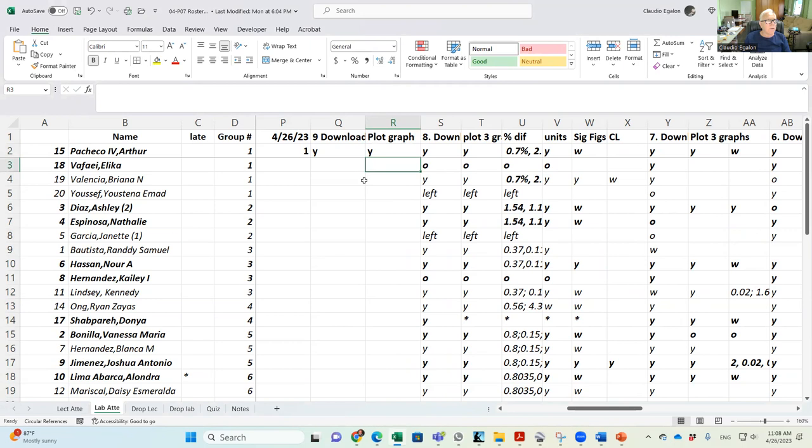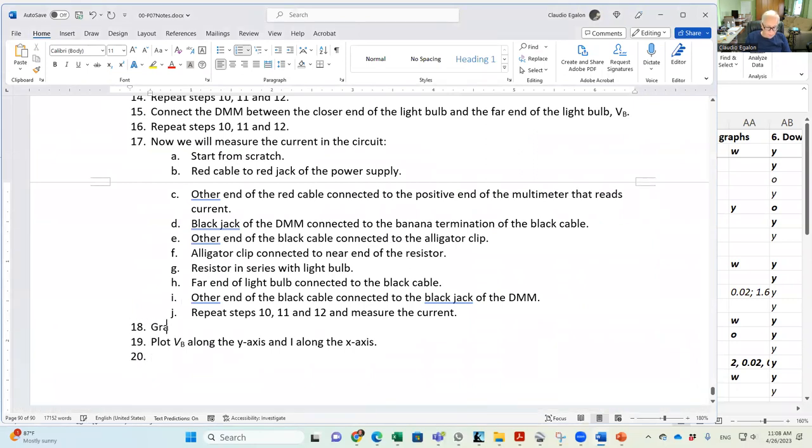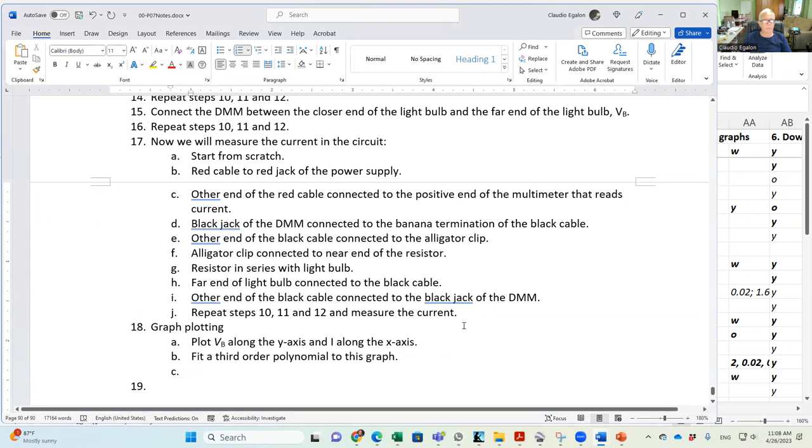Okay, so once you plot the graph, let's do it this way, graph plotting. Fit a third order polynomial to this graph. Not a second order, but a third order polynomial to this graph, okay?